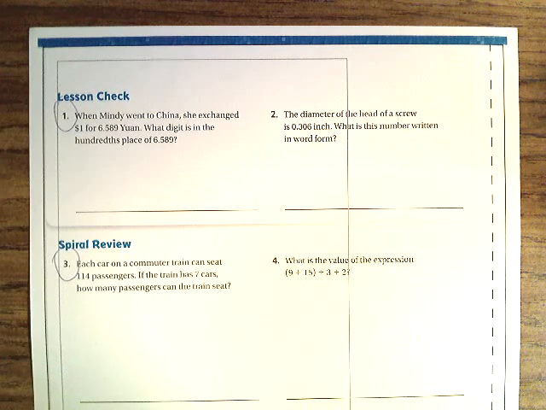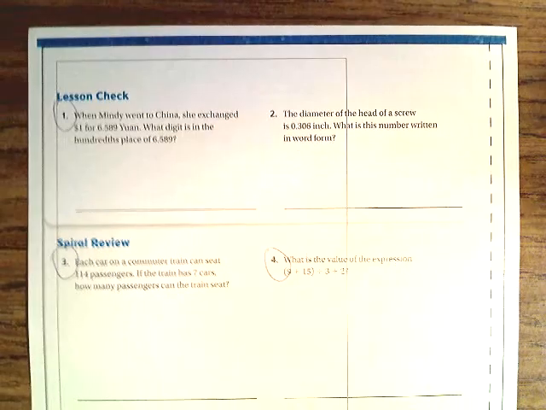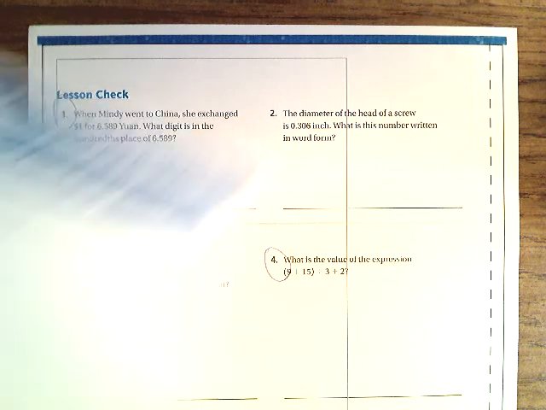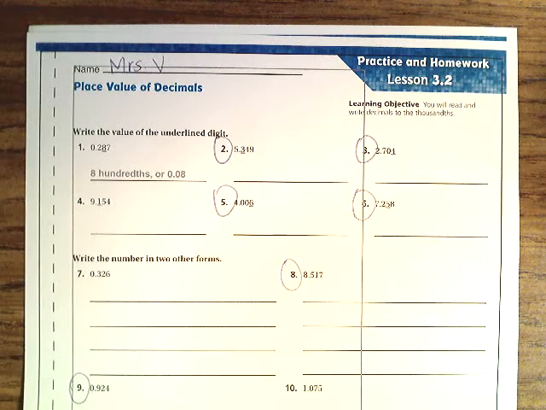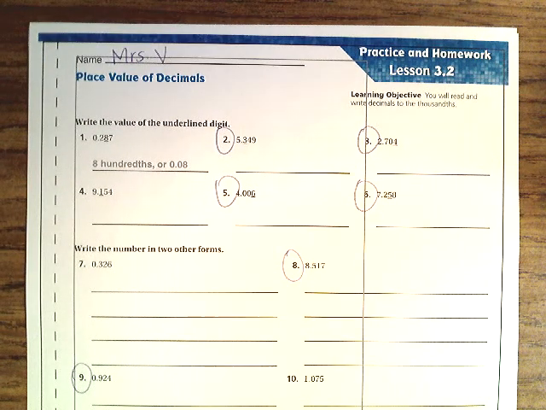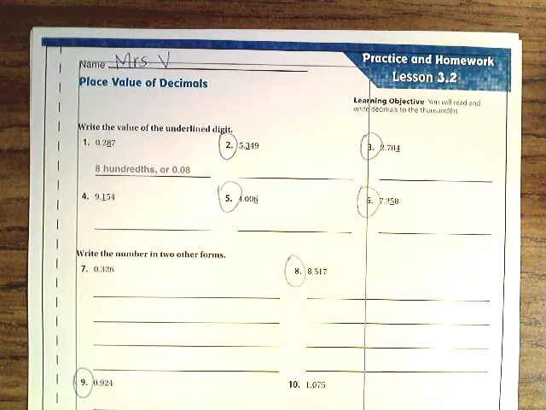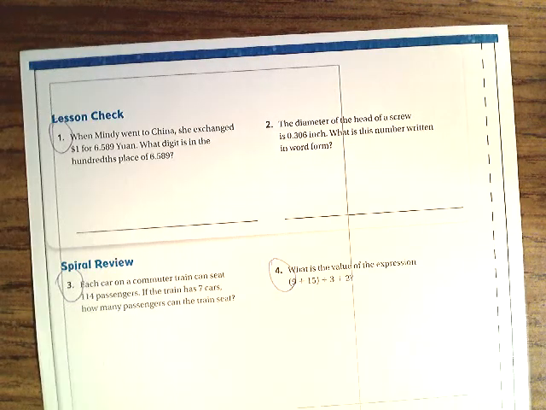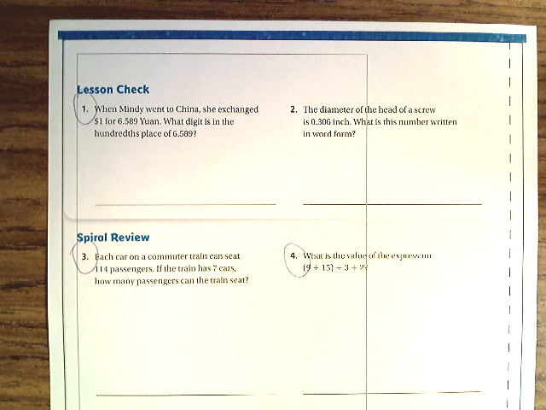3 and 4. Okay, so on page 161, you are doing 2, 3, 5, 6, 8, and 9. Then you are doing numbers 1, 3, and 4 on page 162. So that is 6, 7, 8, 9 problems.